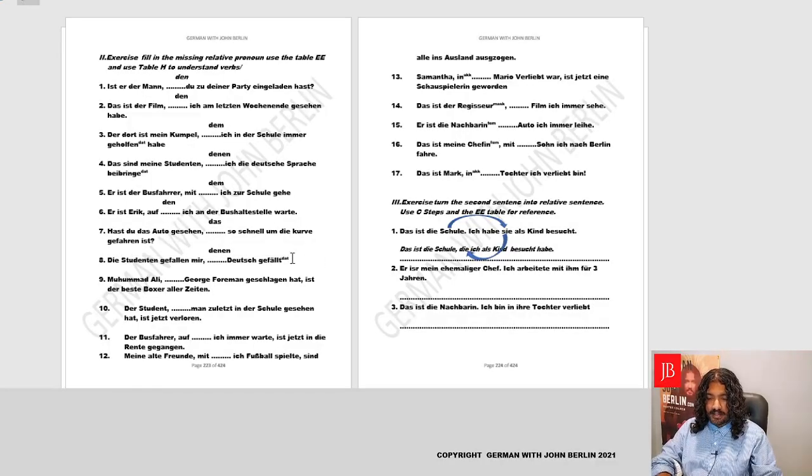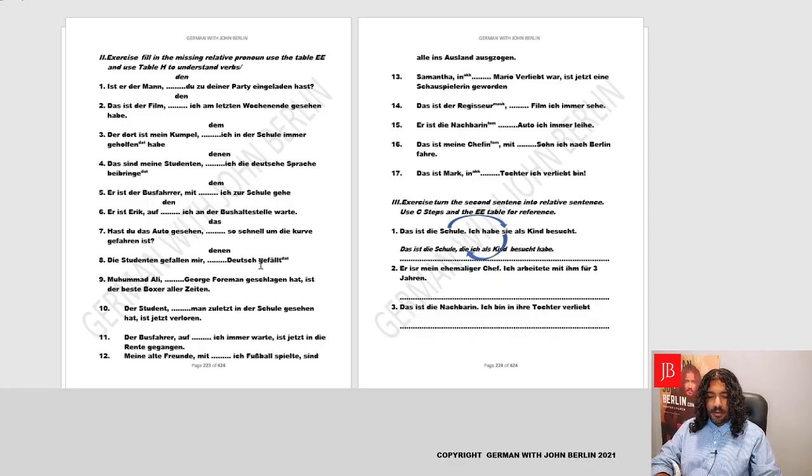We look at this sentence. Die Studenten gefallen mir, das Deutsch gefällt. We look at the verb gefällt, it's dative. We try to form the question. What is liked by whom? The answer is Deutsch is liked by whom, that is dative. So we'll basically go to dative, find out the gender, it's plural. So we'll say dem, da, dem, denen. Yeah, so let's read it together. Die Studenten gefallen mir, denen Deutsch gefällt.